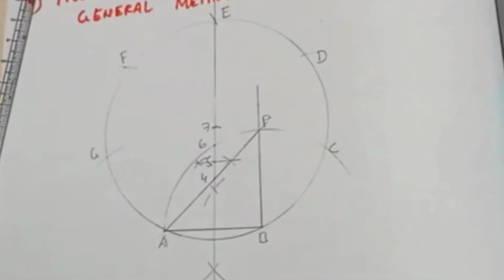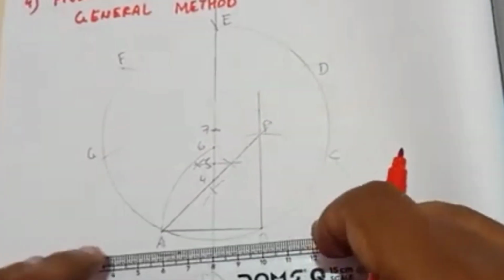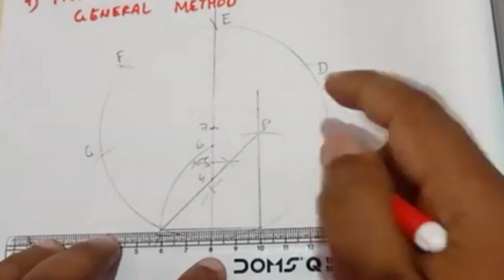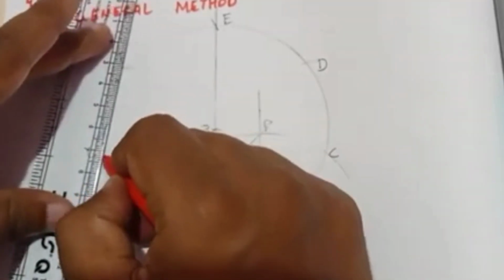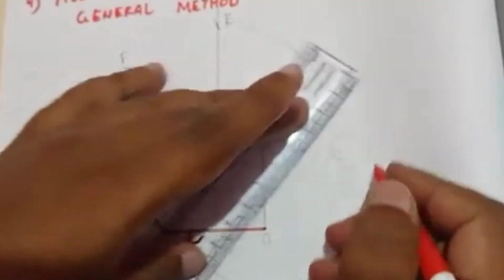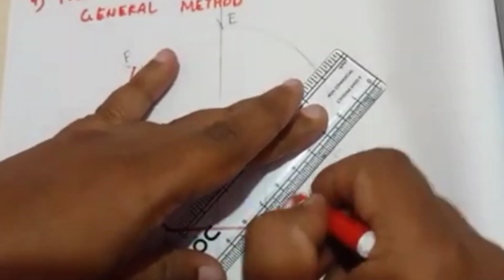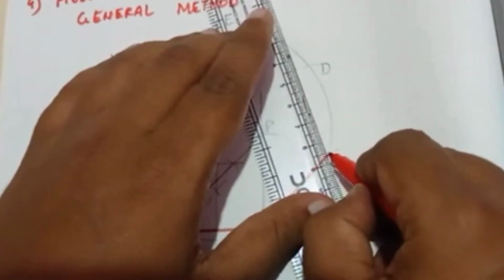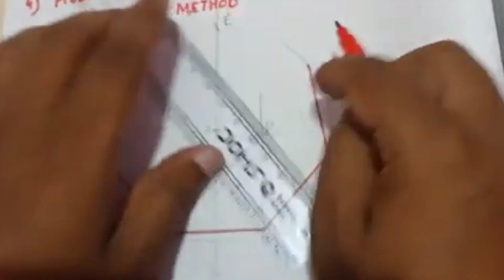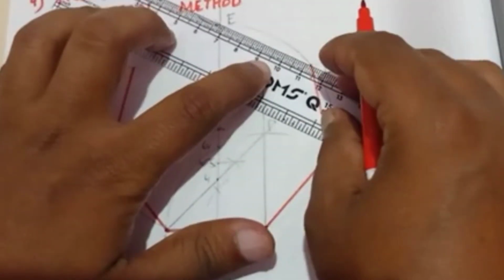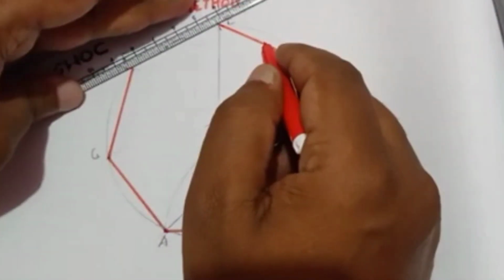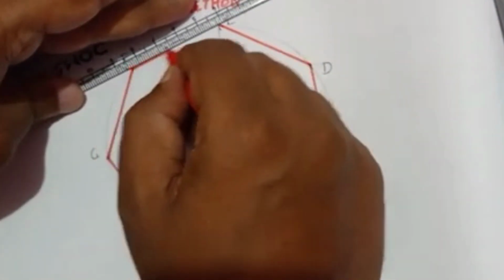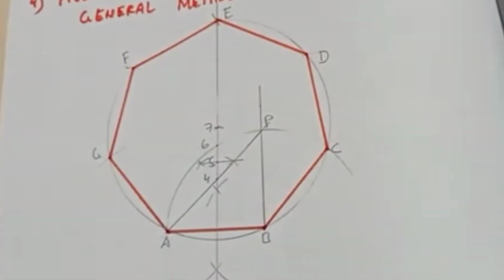Now you have to connect all these points. So join all these arc points with a straight line. Join all these points. Okay, so this completes the problem.